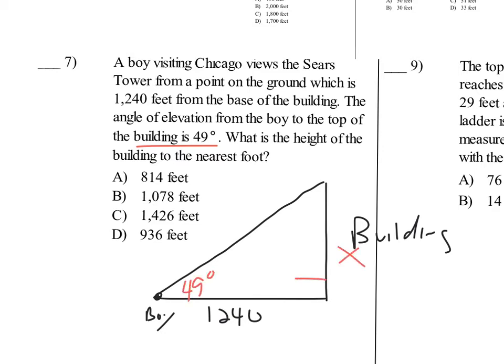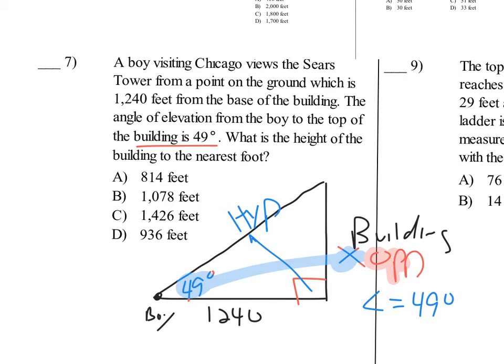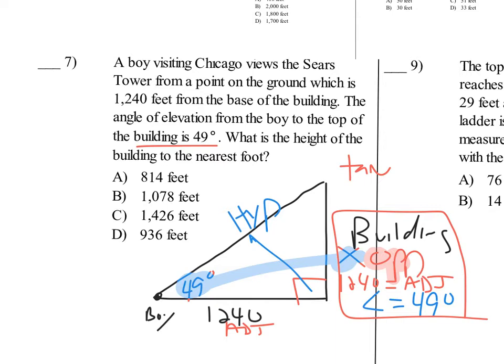So there's x, to the nearest foot. Well, here the angle is 49. I label my picture with the hypotenuse. Since my angle is 49, x is going to be the opposite, and the 1,240 is going to be the adjacent. So here I have the opposite and the adjacent, so that's going to be a tangent question.